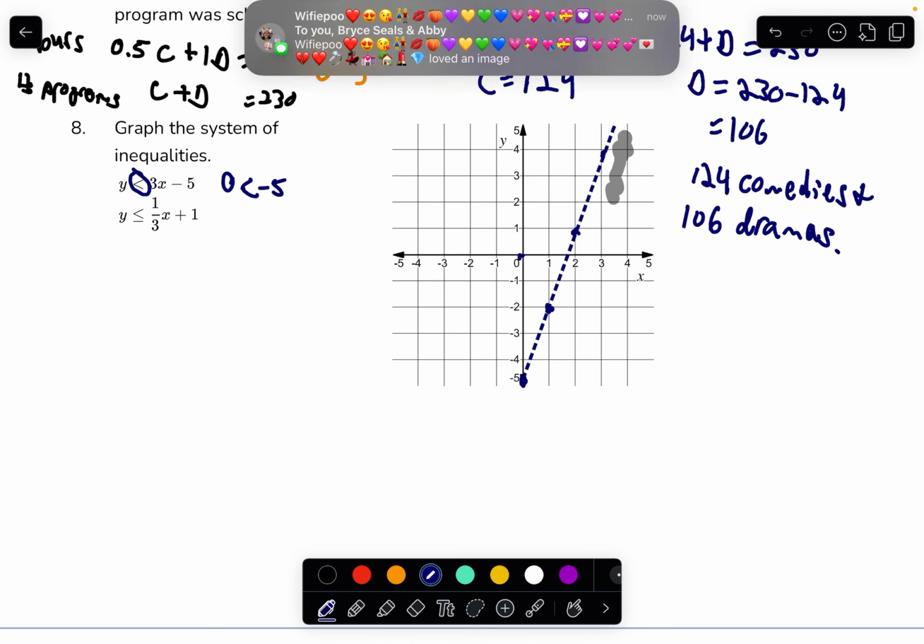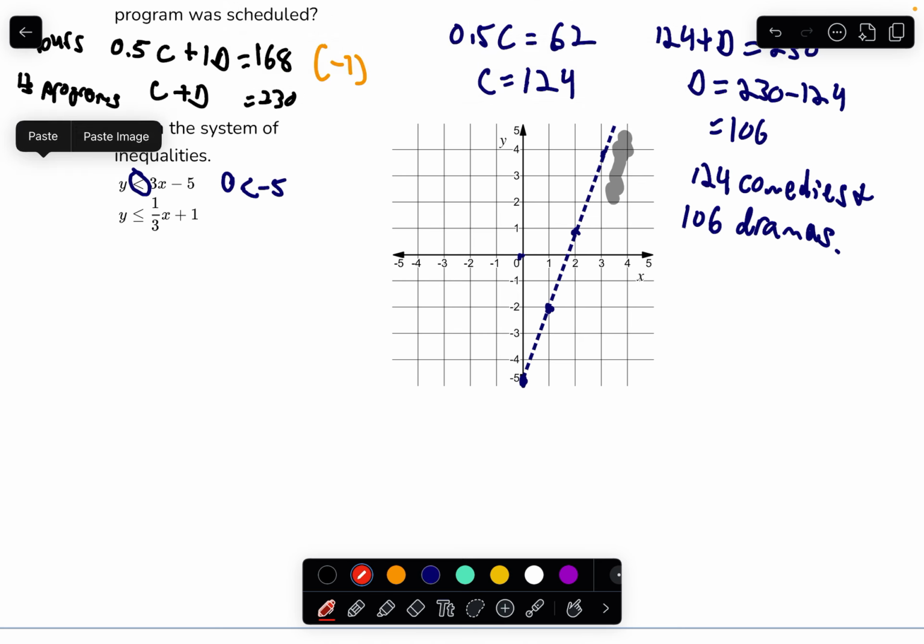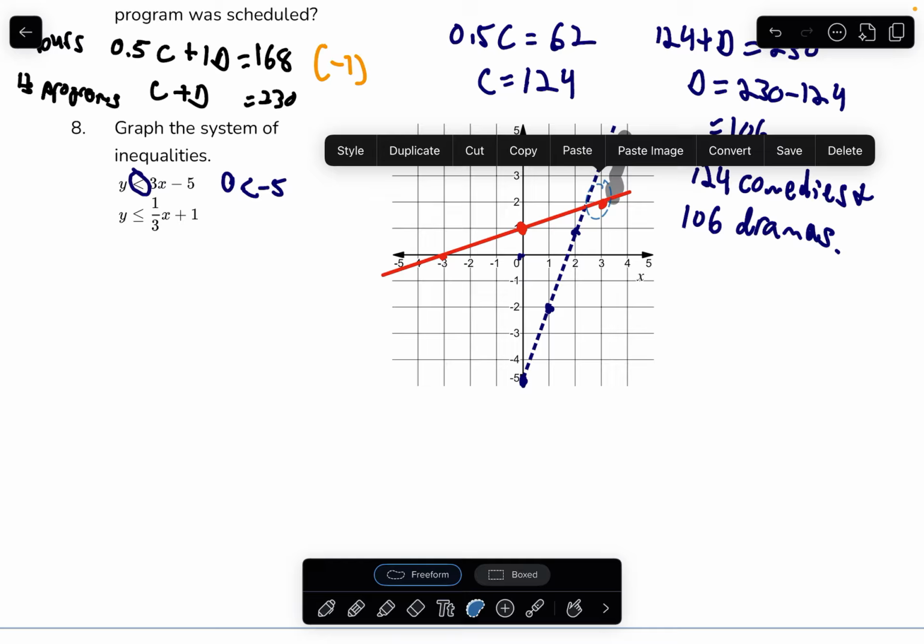Now, let's graph the other line. y equals 1/3 x plus 1. So there's the y-intercept. We go up 1 to the right 3. Down 1 to the left 3. And that's about all we can do. Wait, up 1, 1, 2, 3. Down 1, 1. Why is that? Oh, that. All right. So we go from here to there. I'm doing this so I can just move it down. Now, this line is solid because it's less than or equal to.